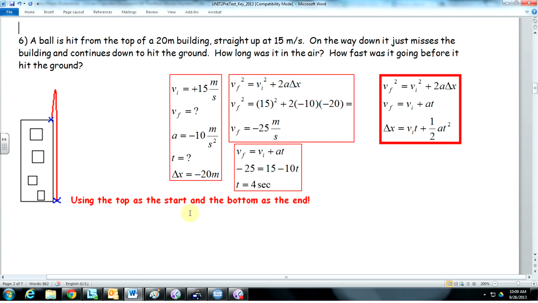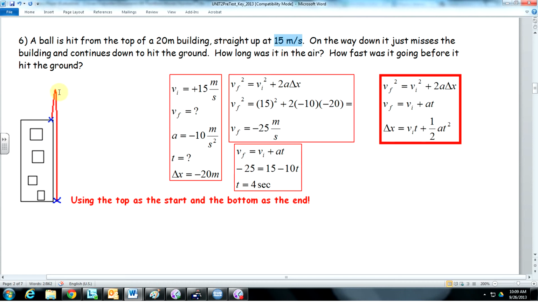Okay, so now we're going to look at number 6 and number 7. Looks like we have a 20-meter building. So we have this 20-meter building, which we're going to throw, and we're going to be shooting a straight up object, straight up a ball at 15 meters per second. So our initial velocity, where this red mark is, is straight up at 15 meters per second.